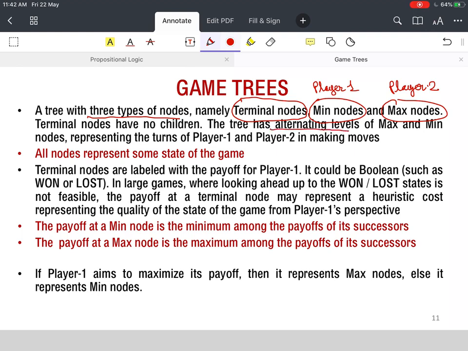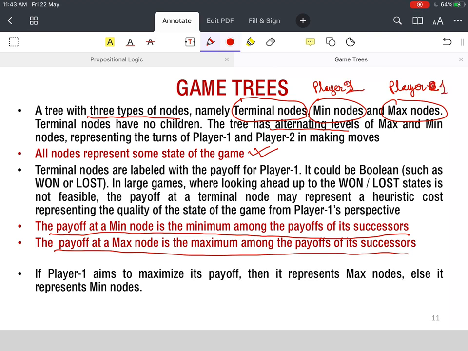So terminal nodes have no children, and the tree has got these alternating levels of max and min nodes representing player 1 and player 2. So here, whichever player plays, this would be player 1 or player 2 depending on which node. All nodes represent the state configuration. Terminal nodes are labeled by the payoff values, won or lose, and at a min node, the final payoff value at the min node is the minimum among all its successors. The payoff value at a max node is the maximum among all its successors.